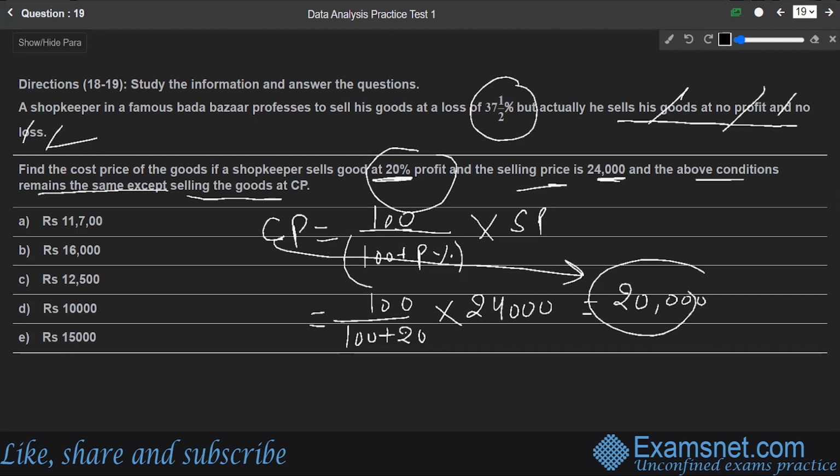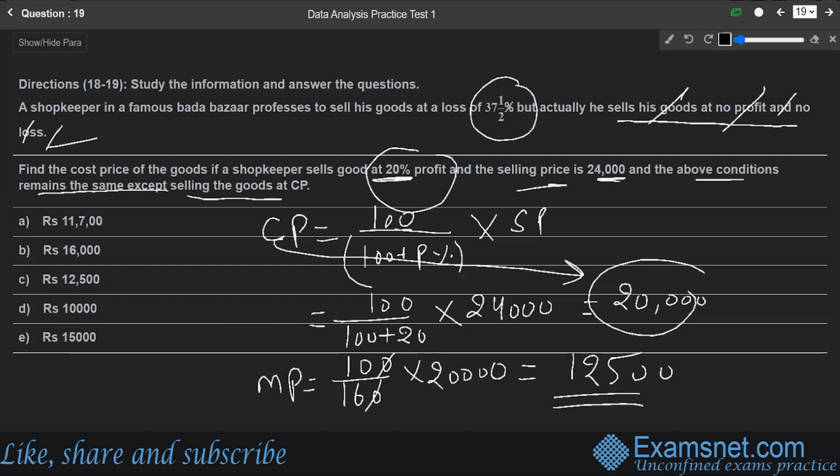Now they are asking for the markup price. So for markup price, we can use the formula. Markup price is always 160% of the cost price. So we can say that markup price will be 100 by 160 into the cost price, that is 20,000. If we solve this, the zeros get cancelled, and if we divide, it comes out to be 12,500 rupees. That is the right answer for the markup value.